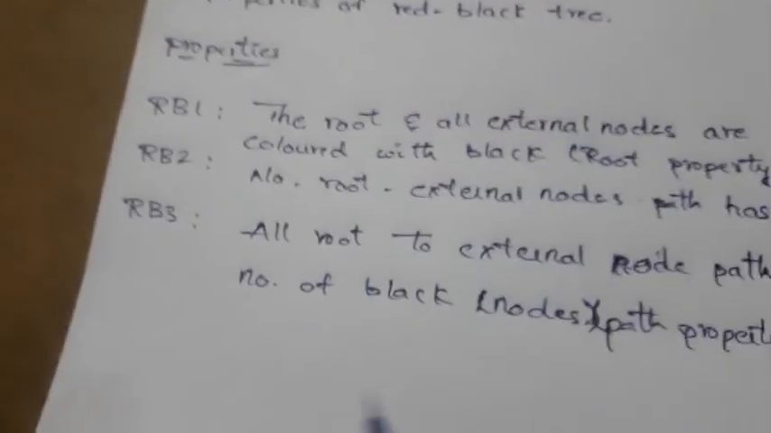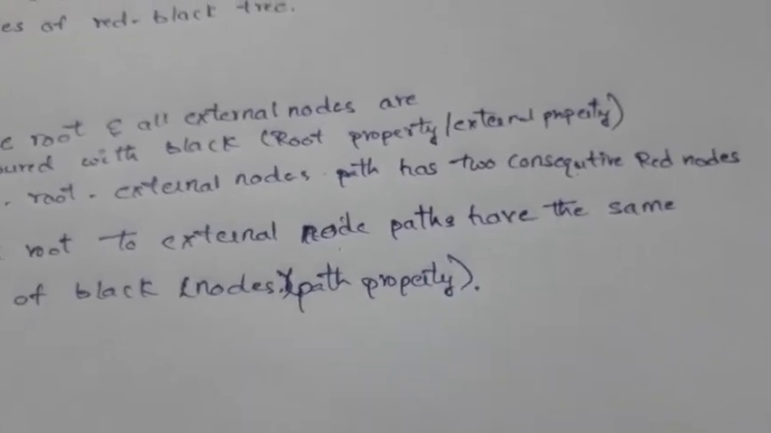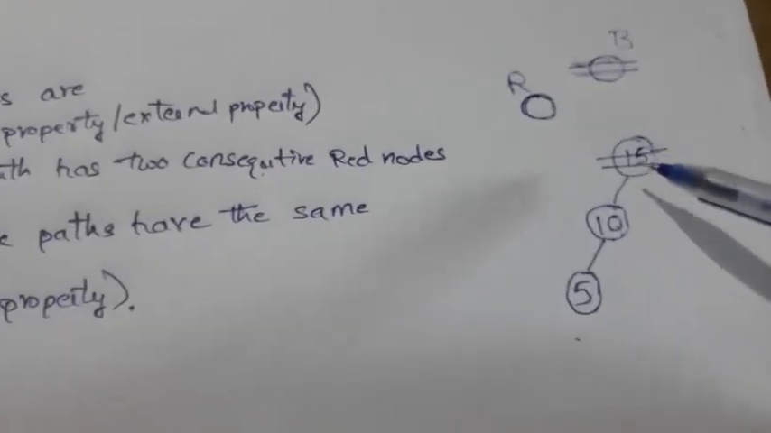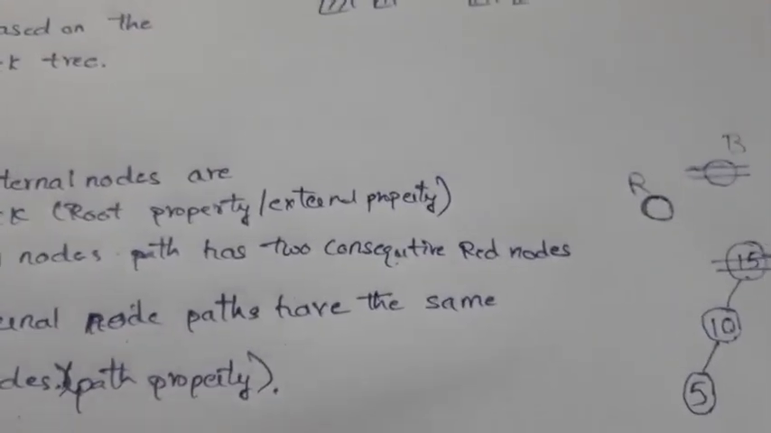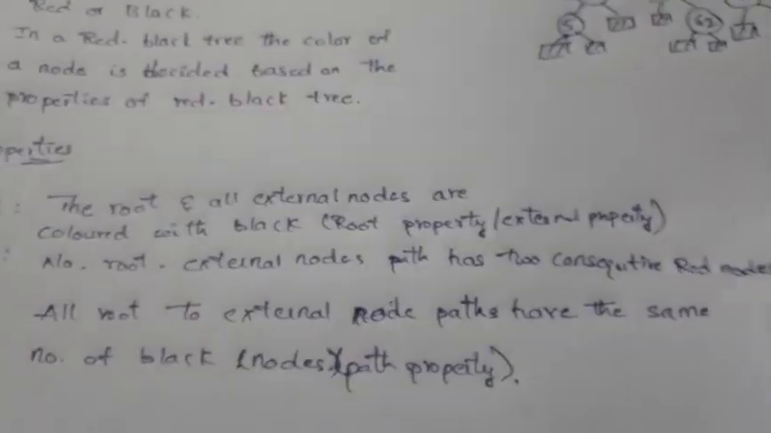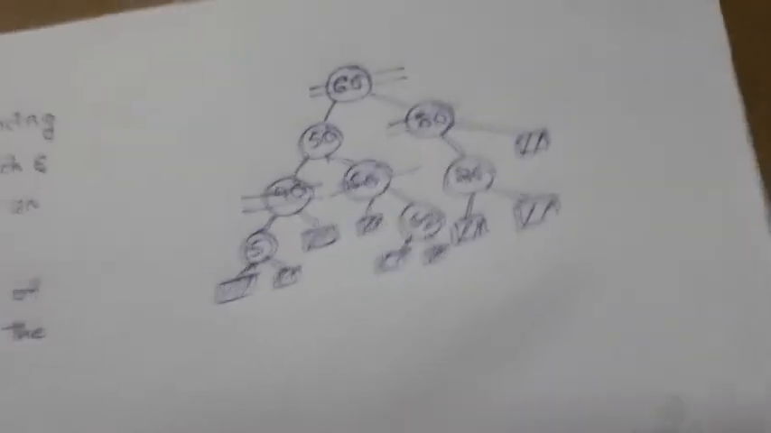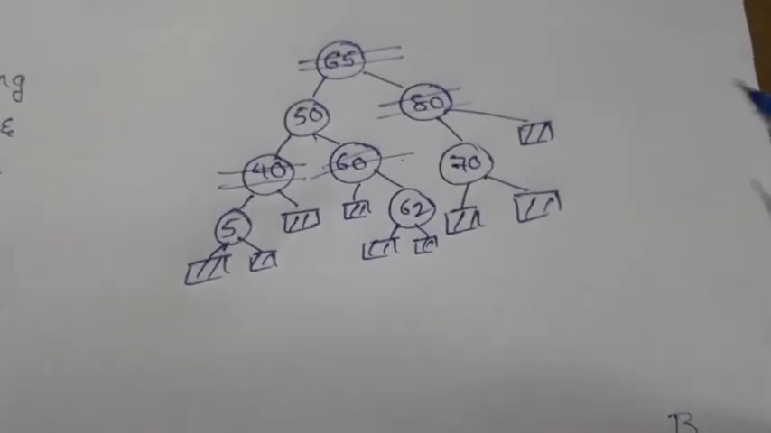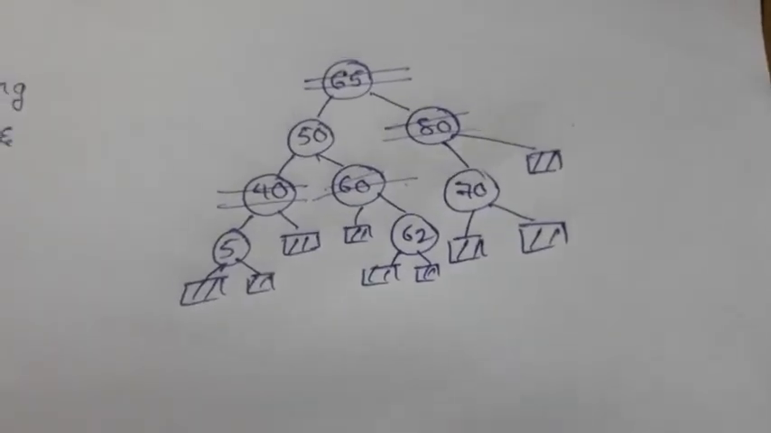Next, coming to the RB3 property: all root to external paths have the same number of black nodes. It means from the root node to all the external paths, we should have an equal number of black nodes. Let me clear up these properties with an example. I have taken an example with these elements. I am applying these 3 properties to this tree and checking whether it is a red black tree or not.